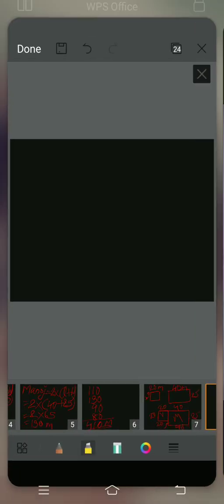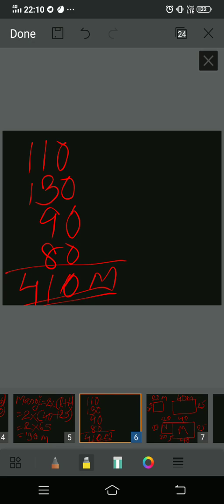Okay, so this was the plot. I have done the addition here. 110 is the perimeter of Pushpa, 130 is the perimeter of Manoj, 90 is the perimeter of Ravi, and 80 is the perimeter of Veena. Okay, children, we have to add these, and we'll get the answer 410 meters. 410 meters is your answer.